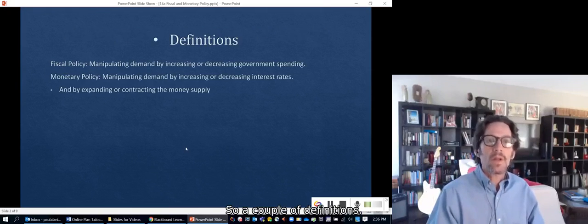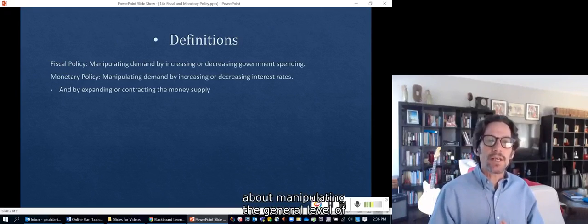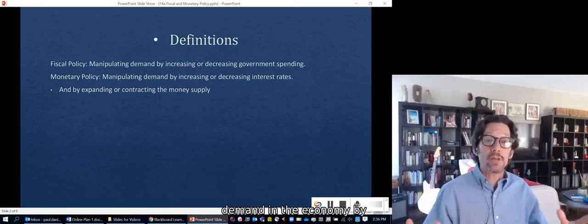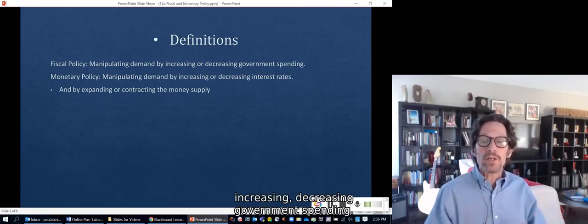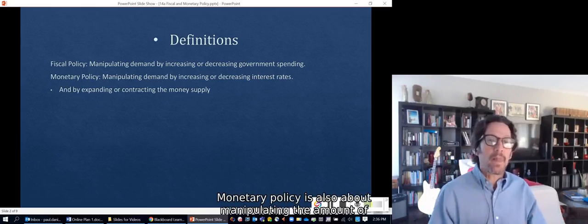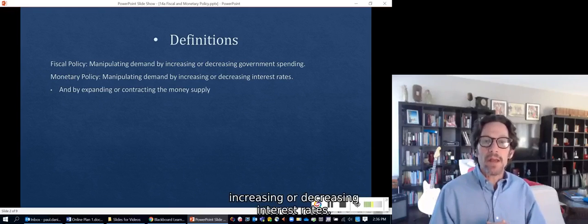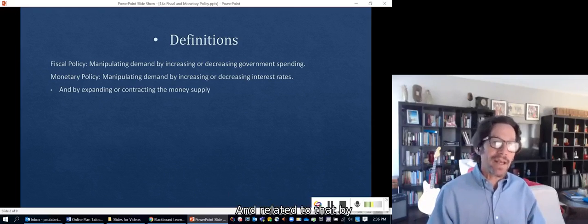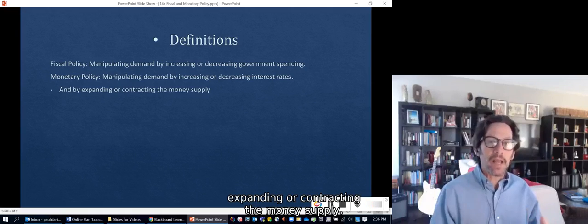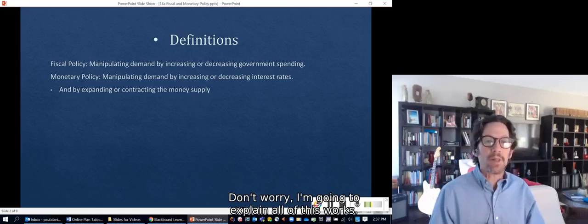So a couple of definitions. Fiscal policy essentially is about manipulating the general level of demand in the economy by increasing or decreasing government spending. Monetary policy is also about manipulating the amount of demand in the economy by increasing or decreasing interest rates, and related to that, by expanding or contracting the money supply. Don't worry, I'm going to explain how all of this works.